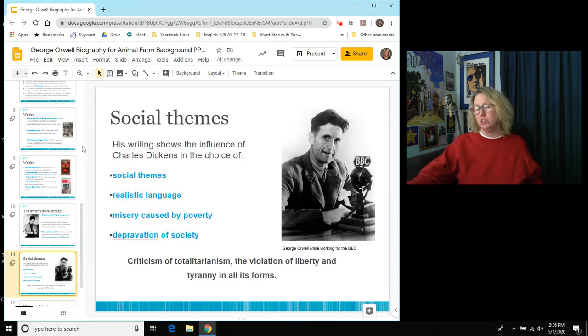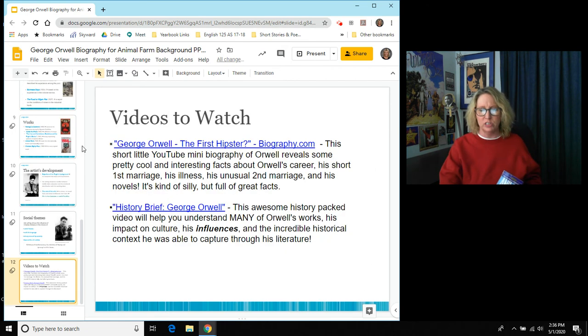Okay. So many of his social themes, you could tell there were some influences from Charles Dickens, and he used very realistic language. He would often talk about the misery that's caused by poverty and living in want and the deprivation of society, the way that we don't care about one another. He definitely used his platform in our novel and other works to criticize what's called totalitarianism and the violation of your civil liberties and just tyranny in all of its forms.